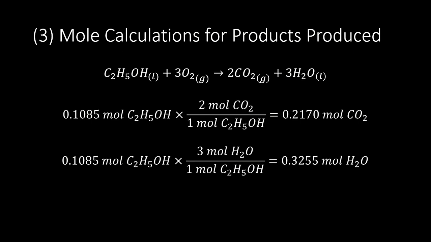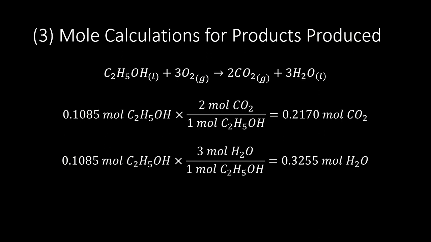So if we want to go from moles of ethanol to the maximum moles of CO2 that might get produced, let's look at our balanced chemical equation, which says for every 2 moles of CO2 that got formed, it needed 1 mole of C2H5OH. So 0.1085 moles of ethanol times 2 moles of carbon dioxide over 1 mole of ethanol gives us 0.2170 moles of carbon dioxide.